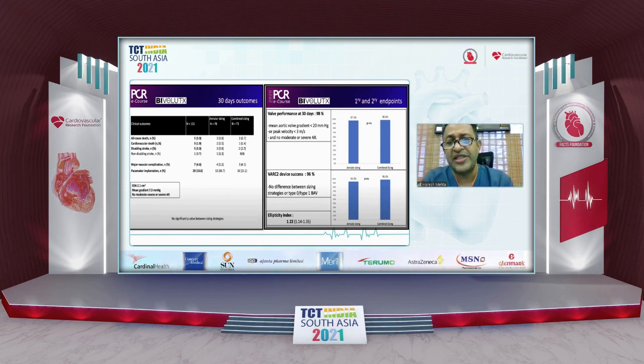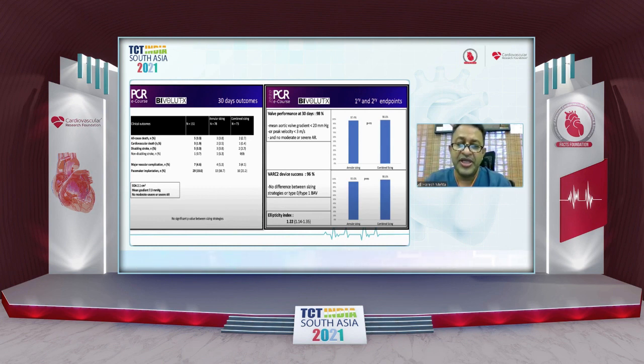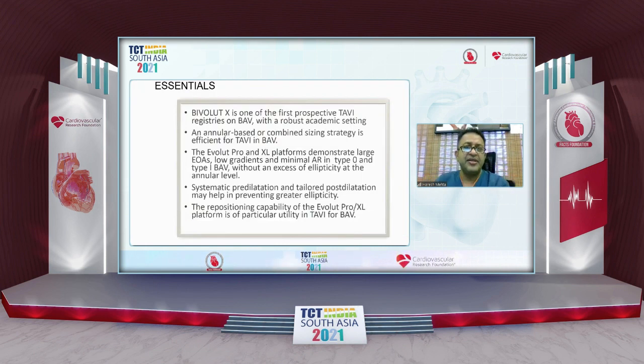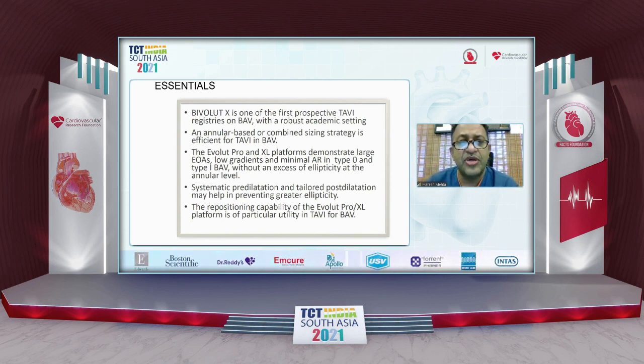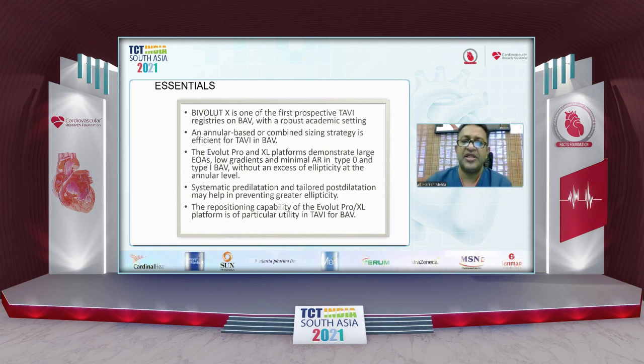And VARC to device success was 96%. Of course, there was no difference between sizing strategies of type 0 or type 1, and with a reasonable ellipticity index. So the Bivolute X showed us that an annular-based or combined strategy is efficient for TAVI in bicuspid aortic valves. Both the Pro and XL platforms, because the XL was used for 34, there's no Pro at that time for 34, gave us good EOAs, good gradients, and minimal AR in type 0 and type 1 BAV without an excess of ellipticity. That's very, very important.